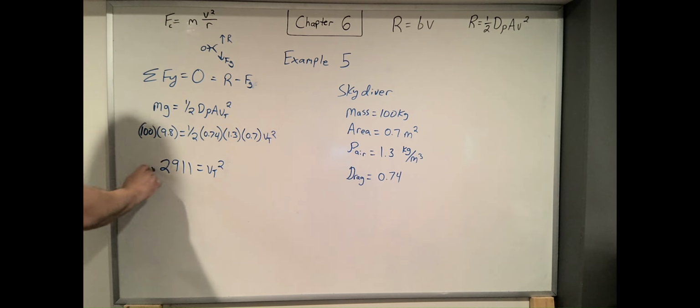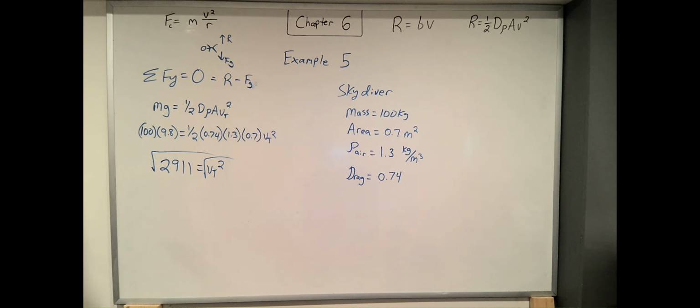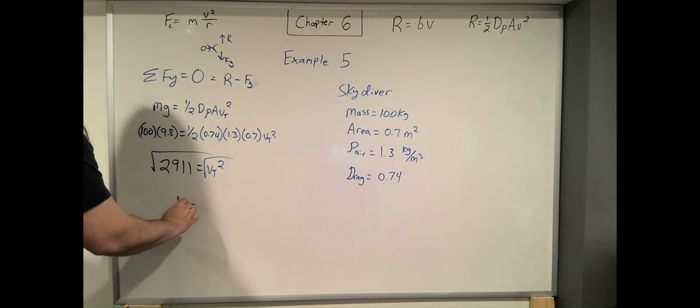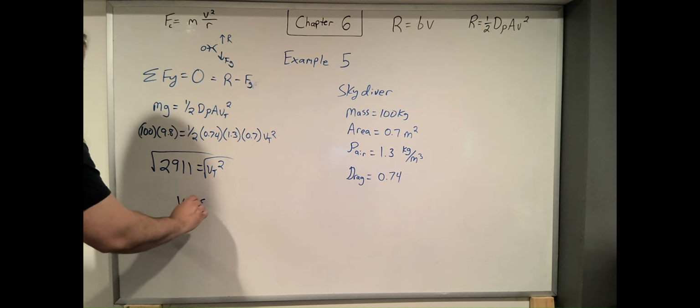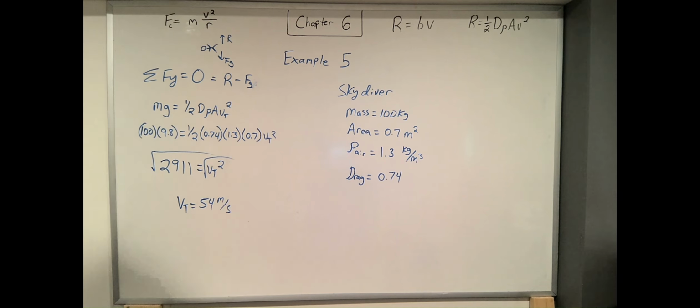Okay, so I do need to take a square root on both sides in order to get VT by itself. And this then will give me a terminal velocity of around 54 meters per second. Yeah, something right around 54 meters per second. Now, is 54 meters per second fast? Well, we'd have to do a conversion to figure out what it is in more relatable terms, like miles per hour. I'll leave that up to you guys.